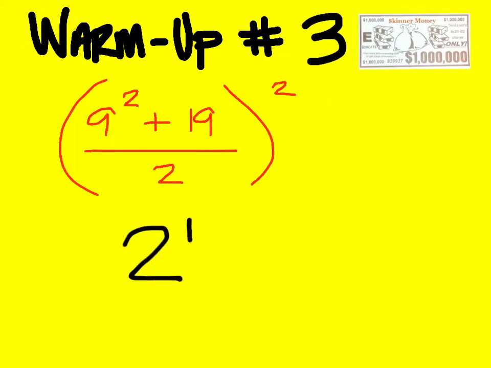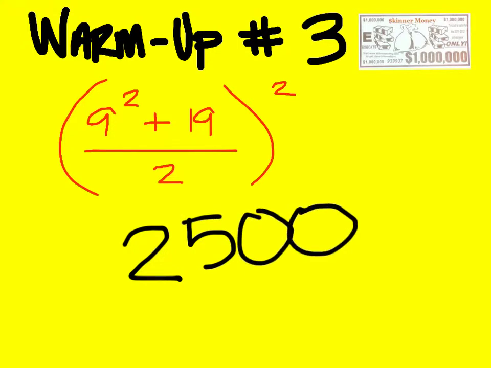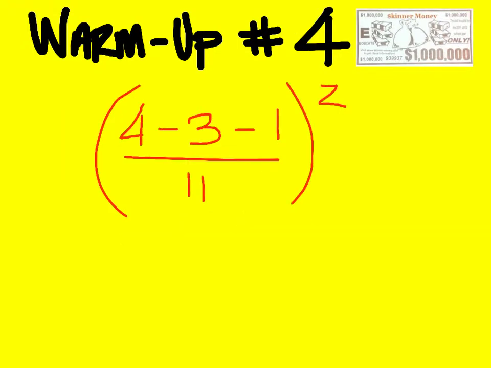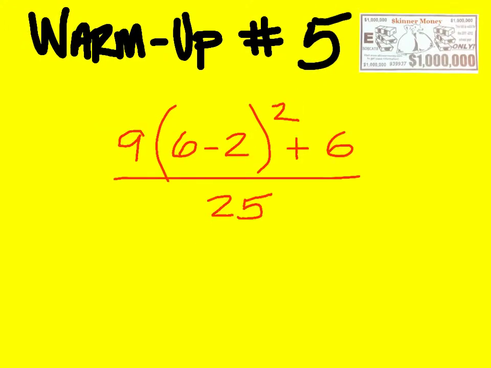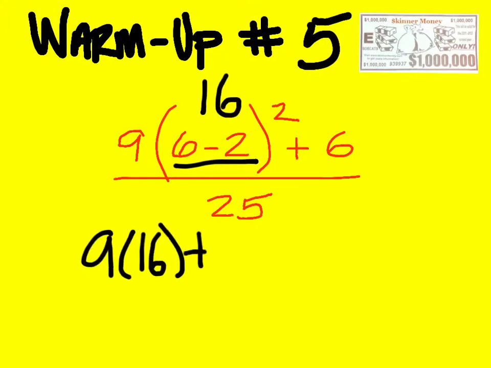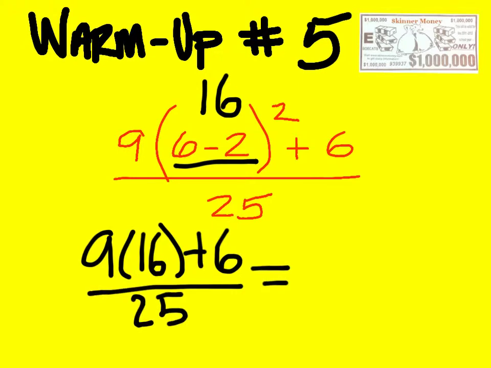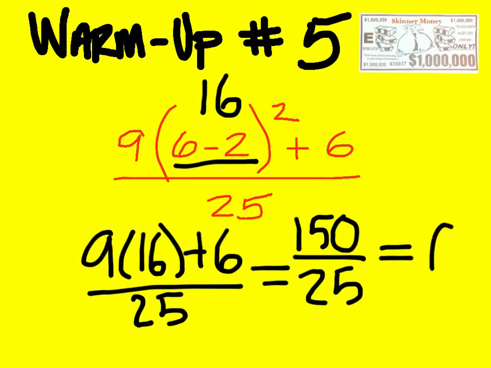Warm-up problem number 3. The answer for this one was 2,500. Warm-up problem number 4. I recorded that. Warm-up problem number 5. For this one we want to do 6 minus 2 first, which is 4. And 4 squared will give us 16. So we have 9 times 16 plus 6 over 25. 9 times 16 is 144, plus 6 is 150. And 150 over 25 equals 6.